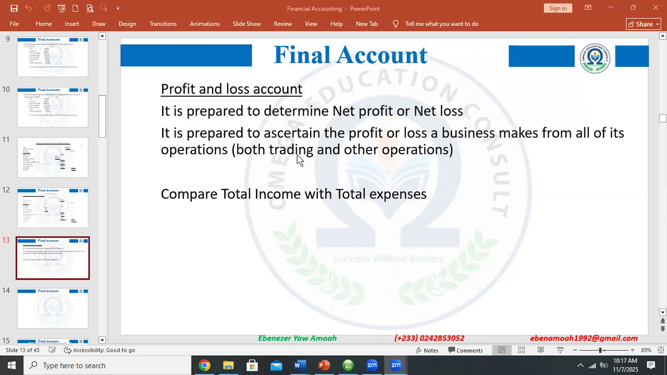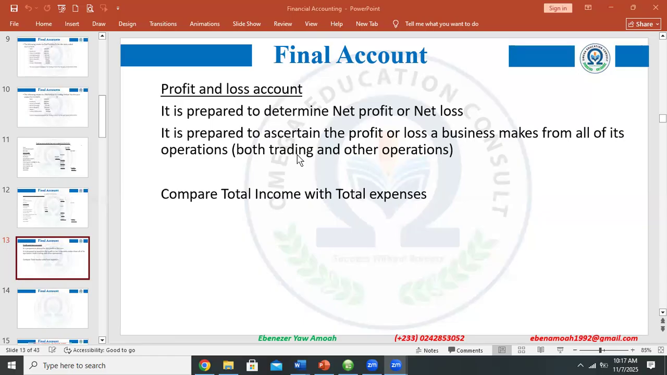Whilst the trading account is only interested in the trading, or the buying and selling, the profit and loss account is interested in the buying and selling plus other operations. When I say other operations, it could be rentals, it could be investment, it could be any other thing that is bringing income into the business. So let me give an example.